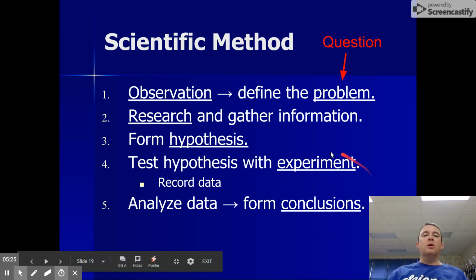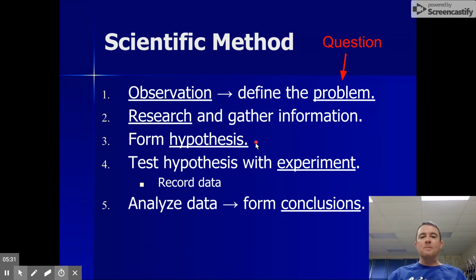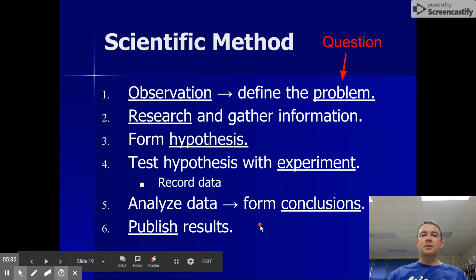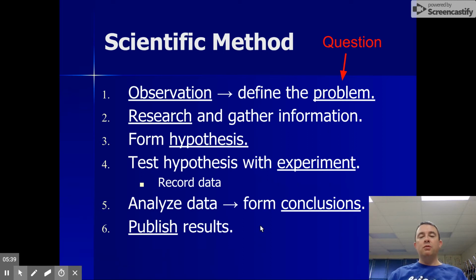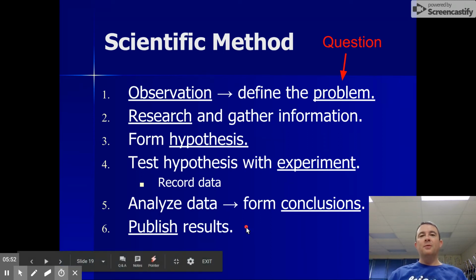And you keep circling back until you finally find a hypothesis that is supported by the data. And once you have that, then the last step is to publish your results. That is to share what you've done and how you did it with other scientists. Because if you've only conducted one experiment that supports your hypothesis, that could be a fluke.